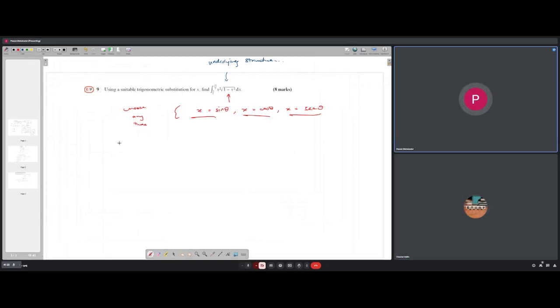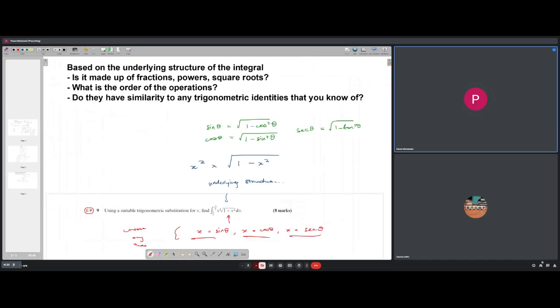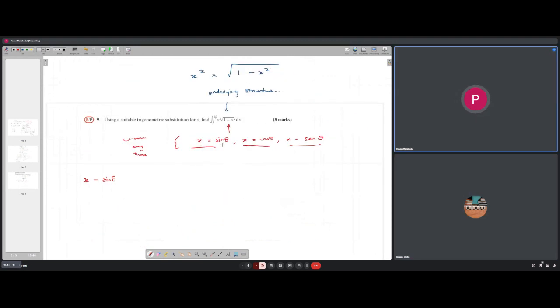Yeah, so let's choose x is equal to sine theta. By the way, it doesn't matter which one you choose, because theoretically speaking, all of these make sense, you know? All of these actually fit the underlying structure of the integral. So if you've got x is equal to sine theta, well, let's substitute that in.